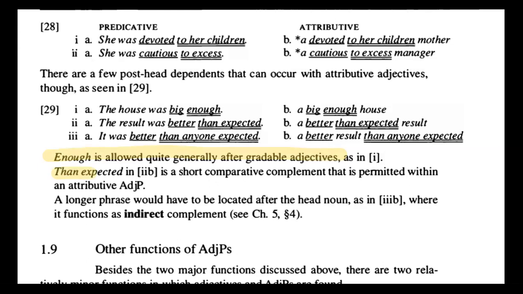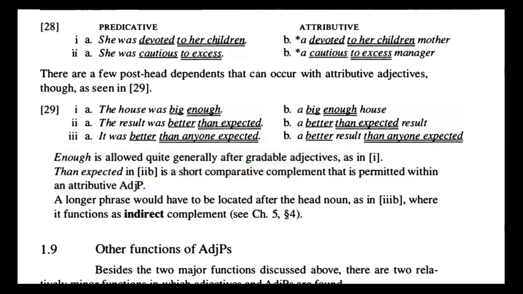So here, than expected, in a short comparative complement that is permitted within an attributive adjective. يعني expected, a better than expected هي اجت بصيغة المقارنة a better than expected. تمام بعد الصفة اللي هي الجاي بصيغة المقارنة اللي هي الbetter. Okay. So these kinds of adjectives can be attributive, as I mentioned in the following examples.